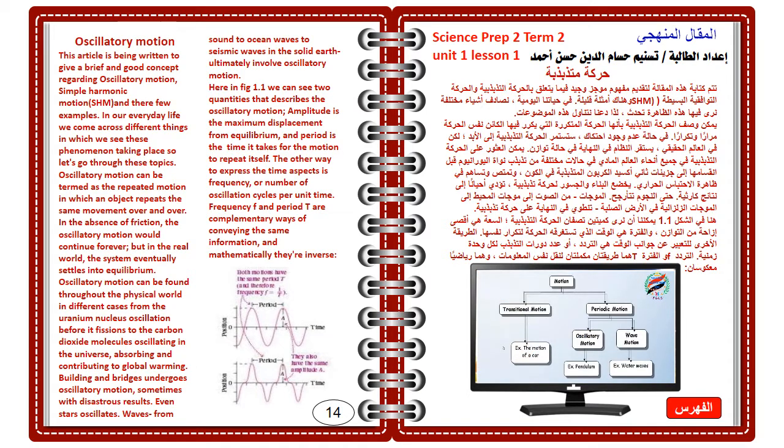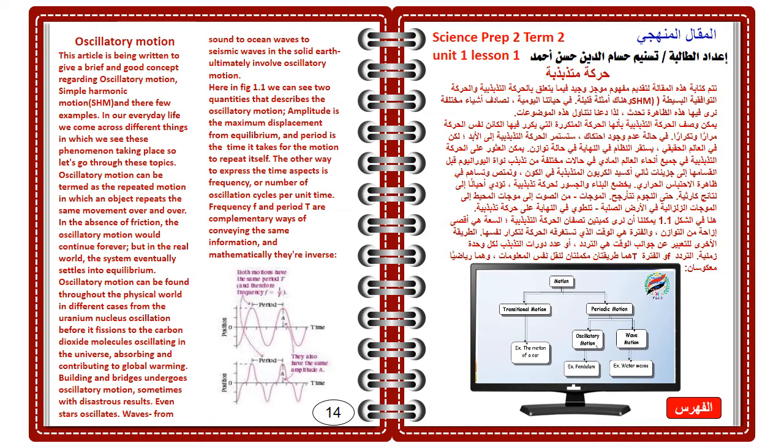First, motion has two types. One is transitional motion, which we took before. It's the motion of a car that transfers from one point to another point, or like you when you move inside the class, from one point to another. The other type is called periodic motion. This motion has two types, which are oscillatory motion and wave motion. Today we are talking about oscillatory motion, lesson 1, and in lesson 2 we'll talk about wave motion.